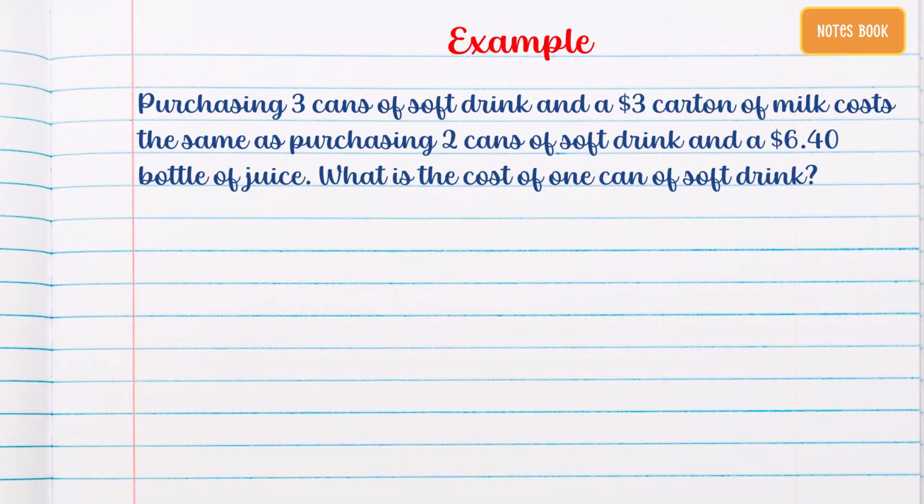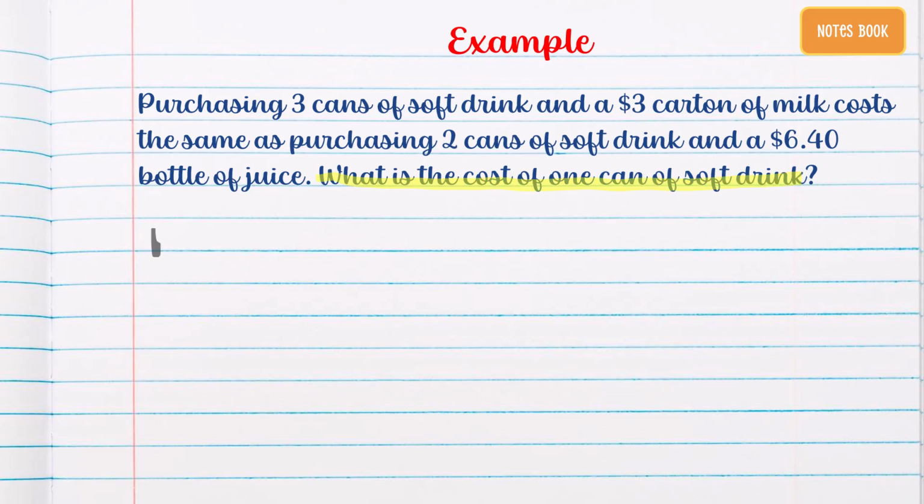If you're confident with worded problems, feel free to pause here, but I'm going to go through it as well. Now, this question: we're purchasing 3 cans of soft drink and a $3 carton of milk, and that costs the same as purchasing 2 cans of soft drink and a $6.40 bottle of juice. The first thing we need to do is identify our unknown, and that's usually what the question is actually asking. It's asking for the cost of 1 soft drink can.